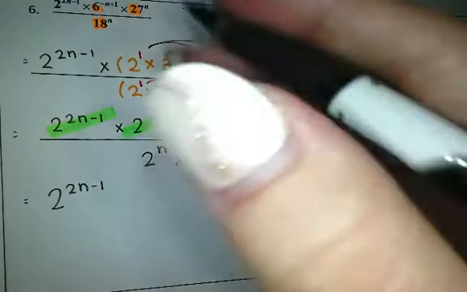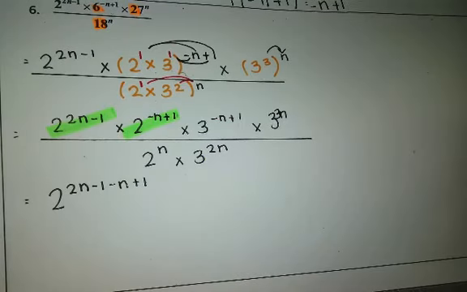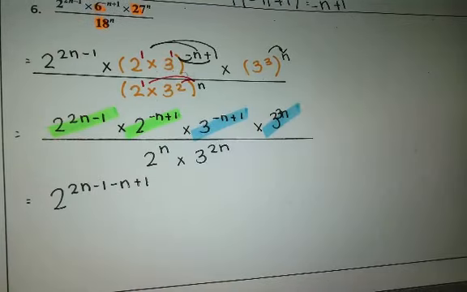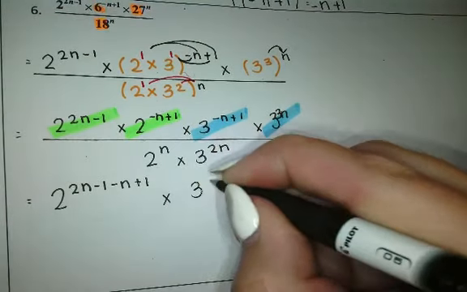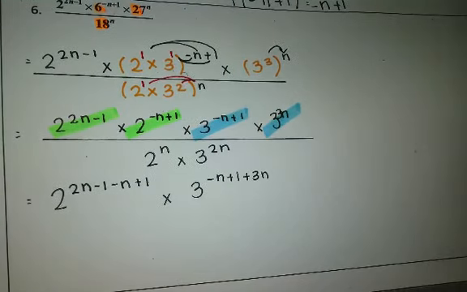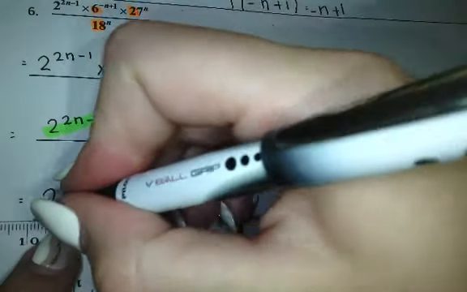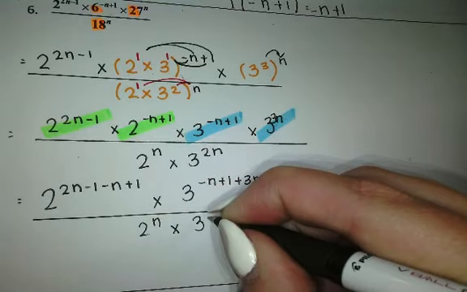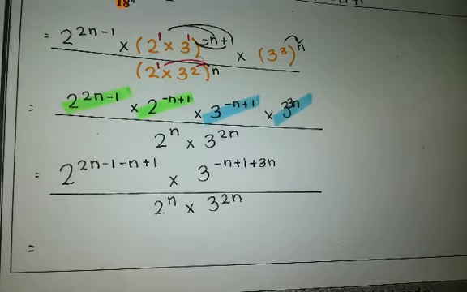So it's going to be 2 to the power of 2n minus 1 minus n plus 1. And then I'm going to group my 3s. So it's times 3 to the power of negative n plus 1 plus 3n. We good? All divided by nothing to simplify at the bottom because our bases are not the same.